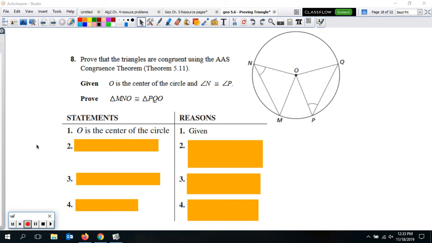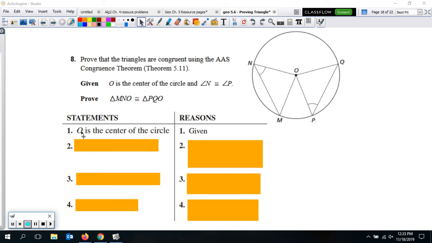Okay, so here's our last one, number 8. So we have a circle in here. In the given, it says that O is the center of the circle, and angle N is congruent to angle P. So that's what you'd first write down in your statements and reasons.